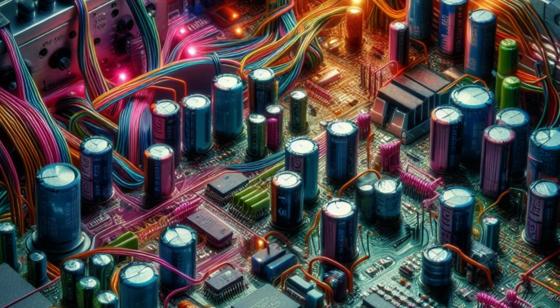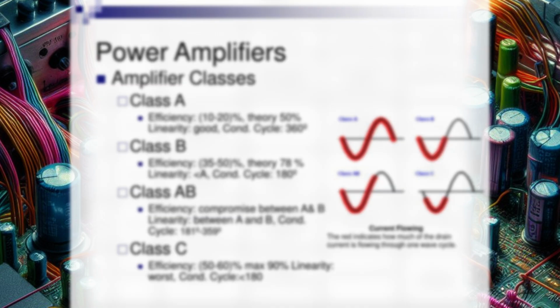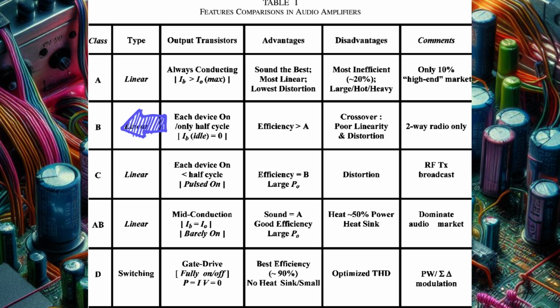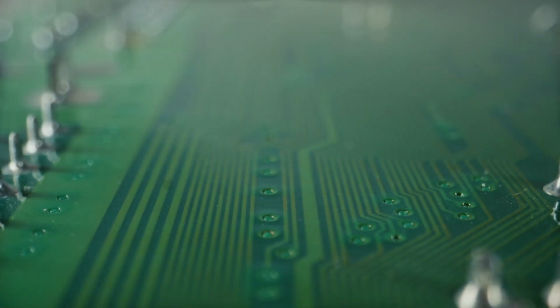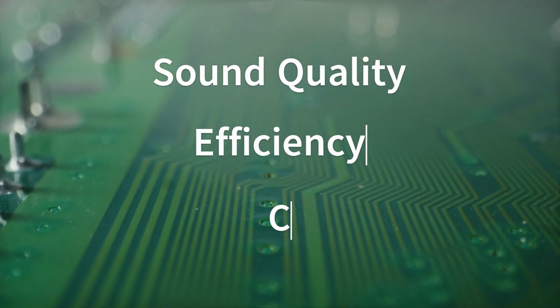There are different ways to connect the transistors to the input and output signals, and these are called the amplifier classes. The most common classes are Class A, Class B, Class AB, and Class D. Each class has its own advantages and disadvantages in terms of sound quality, efficiency, and complexity.